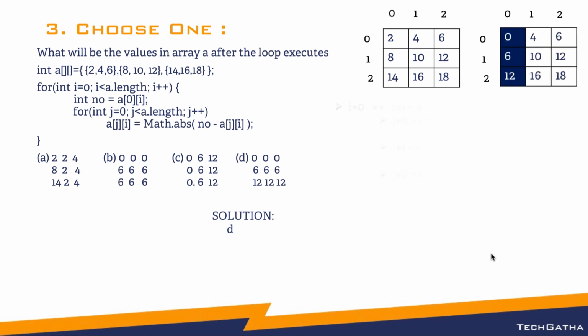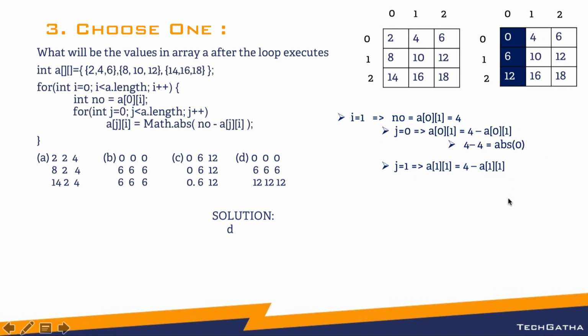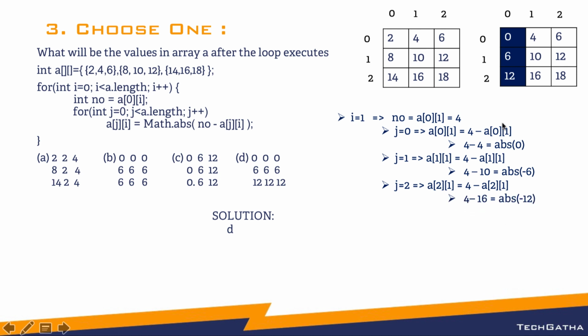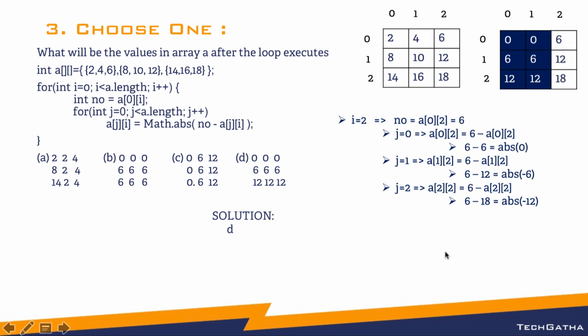Same goes for when I is equal to 1. For I equal to 1, the first value is 4. So then 4 minus 4, which is 0. Then you have 4 minus 10, which is 6. Then you have 4 minus 16, which is 12. And because it's absolute, you don't get the negative values. And the same goes for when I is equal to 2, you get the values 0, 0, 0, 6, 6, 6 and 12, 12, 12.